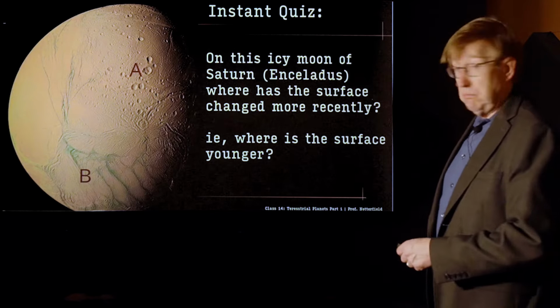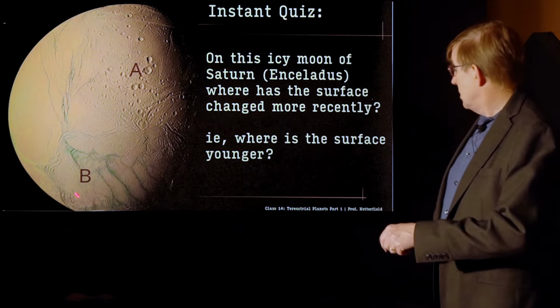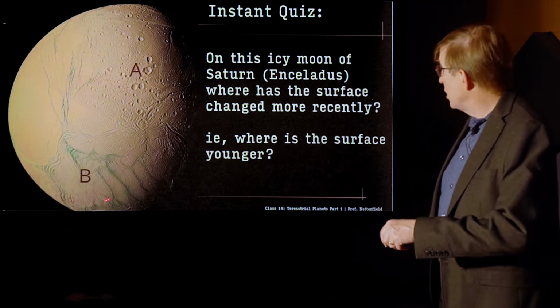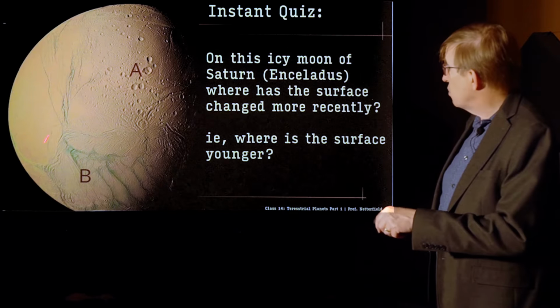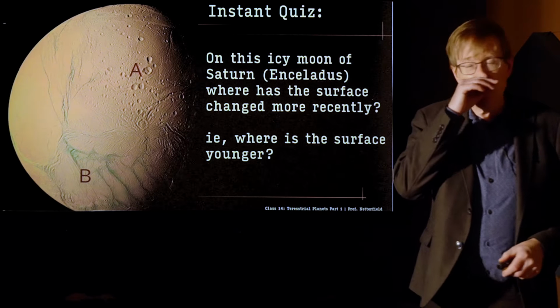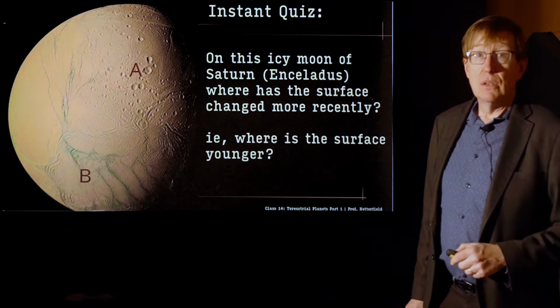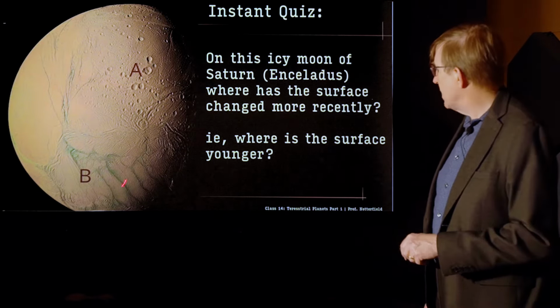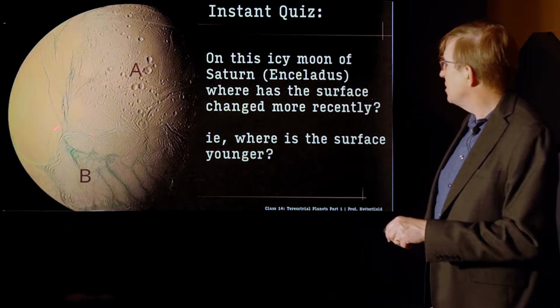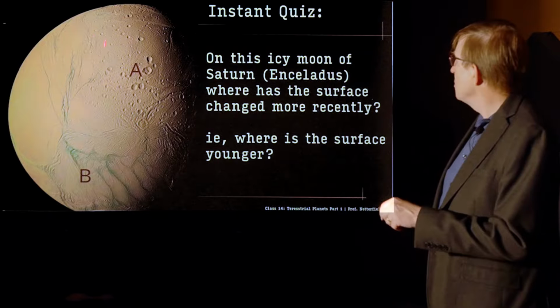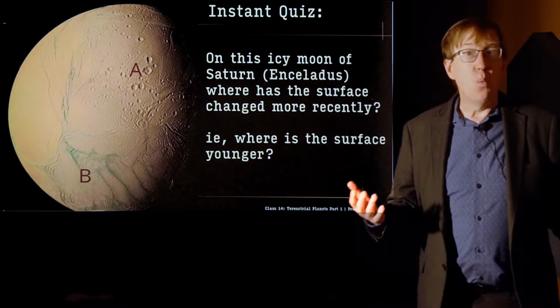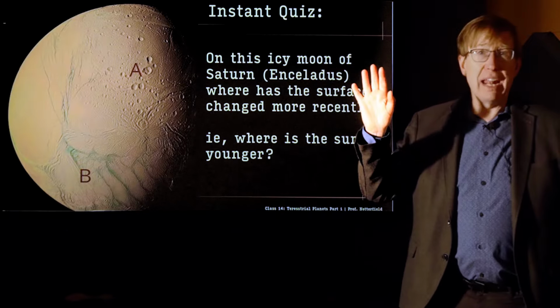OK, let's get to the answer. The answer is B. There's virtually no craters down here, which means whatever caused this surface to be the way it is, it happened after the heavy bombardment. In fact, quite a bit after, because there's almost no craters down here. So this is a relatively young surface, where this is a very, very old surface. How? Why? We're not answering that right now.